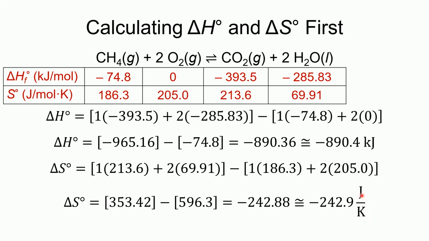We now want to take that number and the enthalpy and put them into the delta G equals delta H minus T delta S. So again, we're taking these two values, our delta H and our delta S, and we're going to calculate delta G.